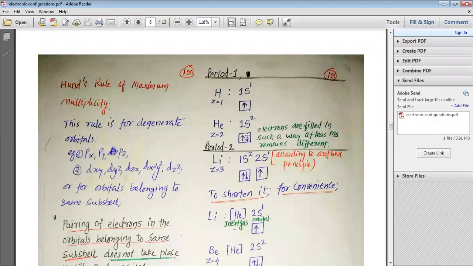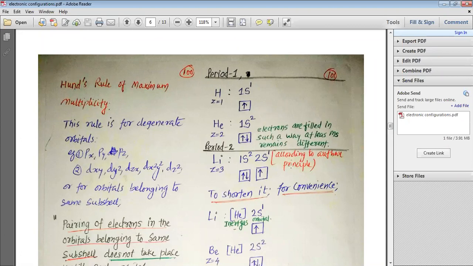Now we will move on and study the other elements. Then we can move to atomic number 3, which is lithium. Lithium has 3 electrons. So first 2 electrons go into 1s2, and then the other electron goes to the 2s orbital.